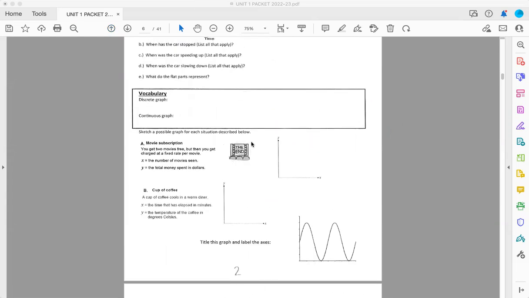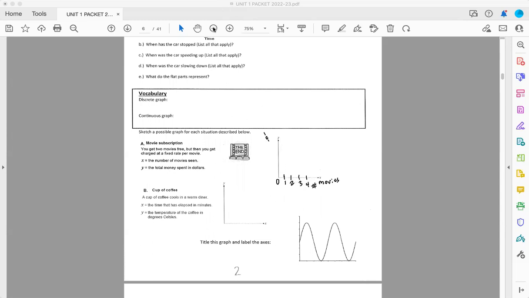Now, sketch a possible graph for each situation. For part A, it says movie subscription. You get two movies for free, and then you get charged at a fixed rate per movie. So how does this work? If I were to write the number of movies here, always try to label the axes. If they're not labeled, this is the number of movies, and this is the cost here. This is the dollar amount. For movies, we have 0 at the origin, and then we have 1, 2, 3, and so on movies. We don't know how much we're getting charged at one point. We're just knowing that we're getting the first 2 movies free.